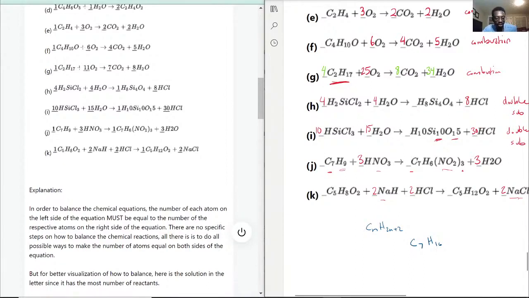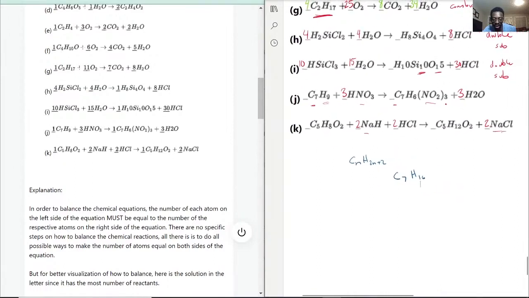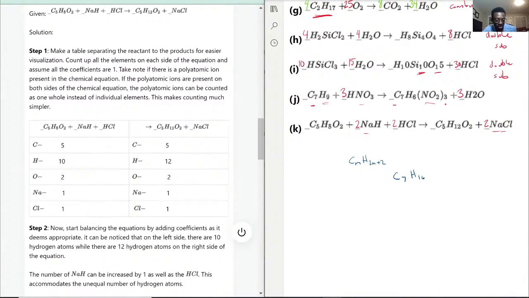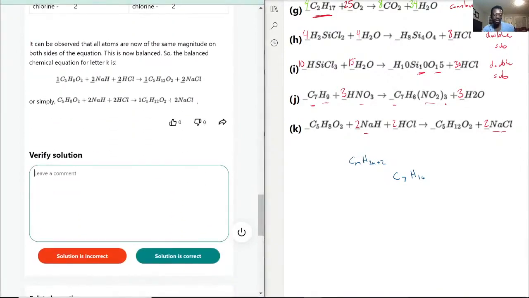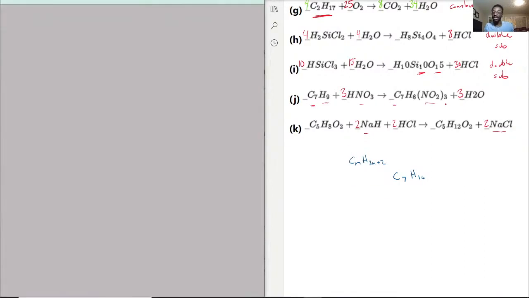Let's see here. 4, 4, 1, 8, okay. 10, 15, 1, 30, okay. 3, and then 3, okay. And then 2, 2, 2. So they make a table, they try to balance it out. I'm just gonna skip down and say this is incorrect. Not sure if it's the question or the answers, but things do not add up. So that was definitely a question.